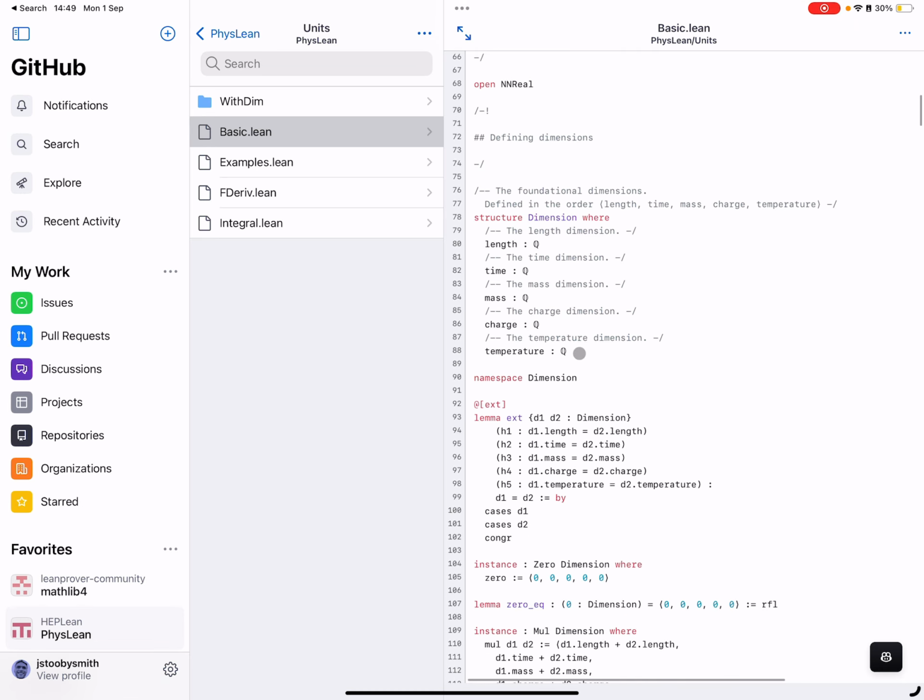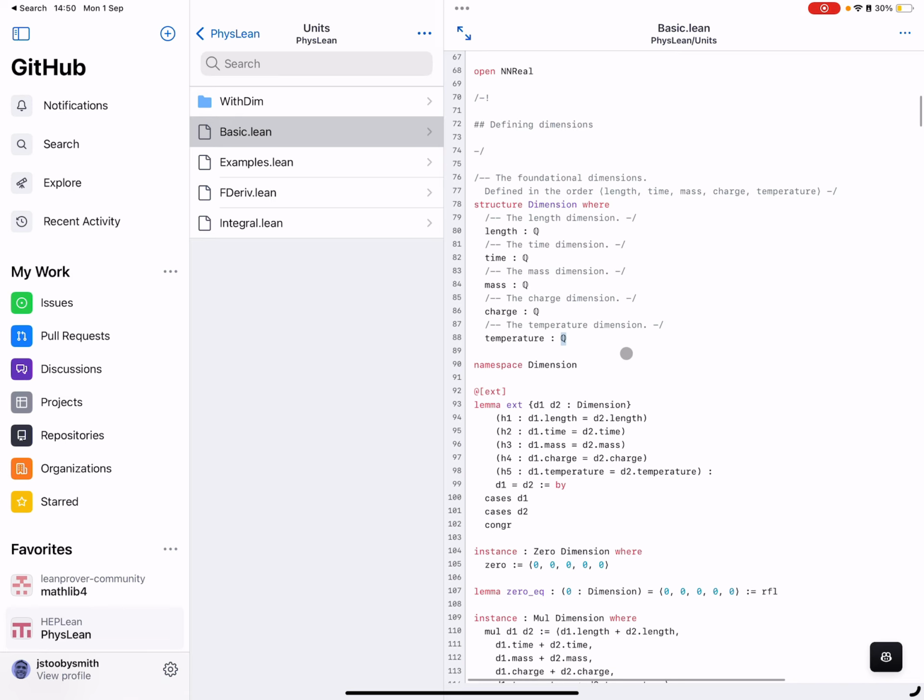So this type here, this dimension type, is the type that is going to keep track of the dimensions of objects or terms of specific types. So in our case, the dimension has a component, which is the length dimension, the time dimension, the mass dimension, the charge dimension, and the temperature dimension, and they can all be rational numbers.